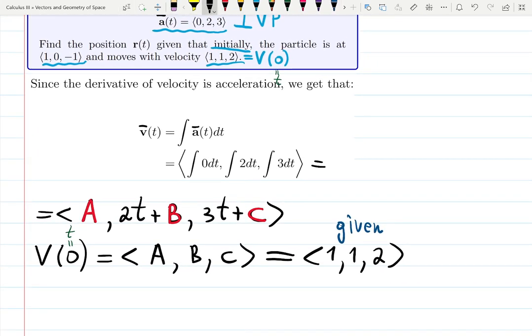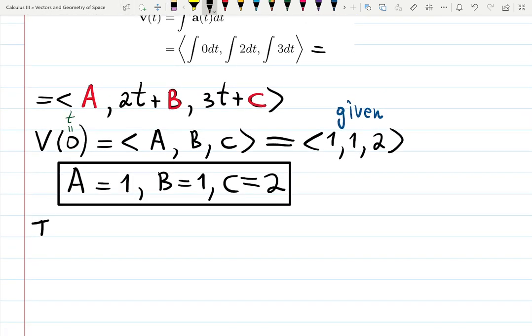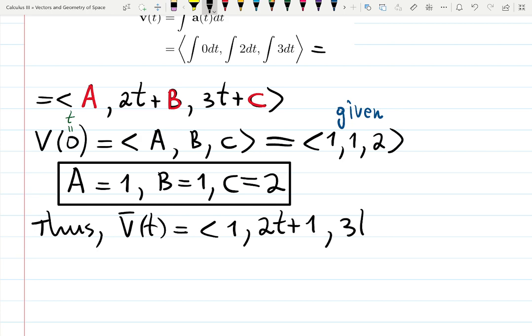And luckily, they just matched it. It's not always the case. A is 1, B is 1, C is 2. It's just a coincidence that they matched. And now I can complete the vector function. V of t is 1, 2t plus 1, 3t plus 2. I found these. And this is how you solve an initial value problem.